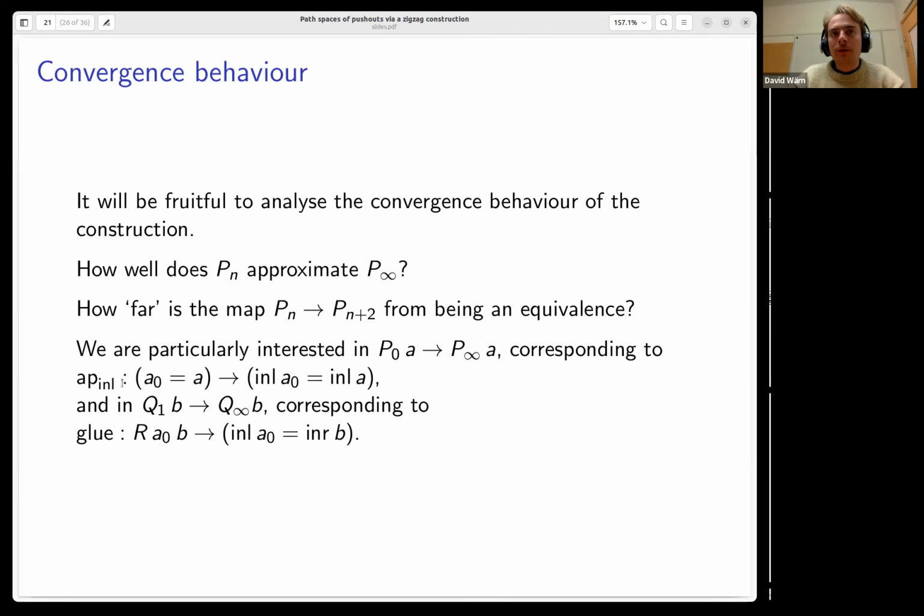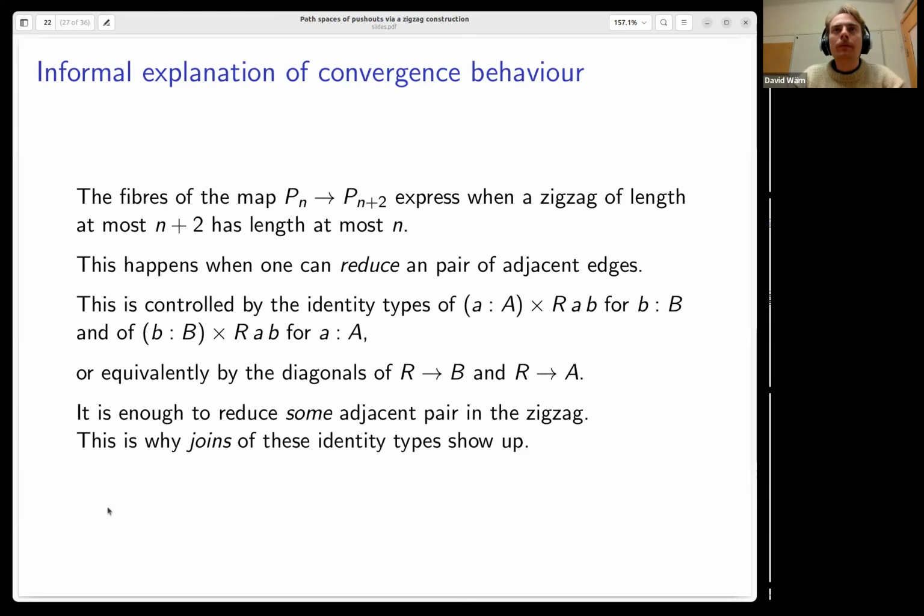So these are two of the maps that we want to understand in the end. Later I will have some more technical lemmas in this direction, but I want to first offer an attempt at explaining informally why we have these results. Essentially, we want to understand the maps Pn to Pn plus 2. And in particular, we want to give descriptions of the fibers of these maps, saying that the fibers aren't too complicated or that the fibers have some properties.